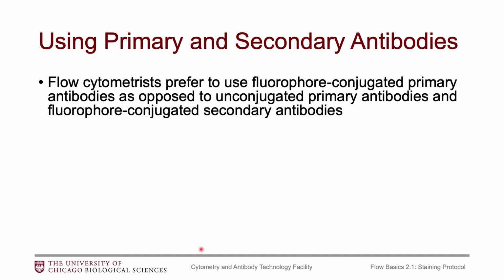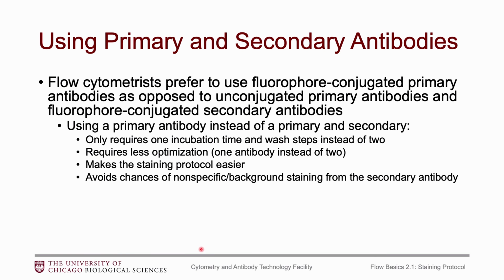And then for the subject of using a fluorophore conjugated primary antibody versus an unconjugated primary antibody plus a fluorophore conjugated secondary antibody, we tend to, as flow cytometrists, keep things simple, so there isn't really a benefit of using a secondary antibody. If you use a primary antibody, it's less incubation time, less optimization, fewer chances for nonspecific or background staining, so we recommend just using the primary antibody.